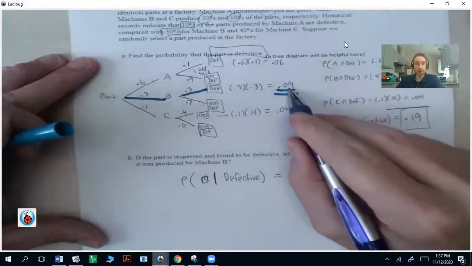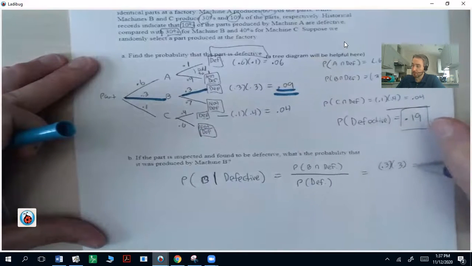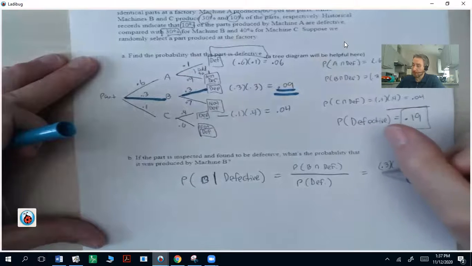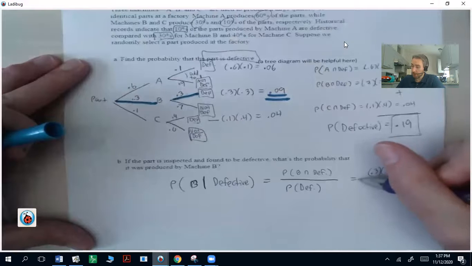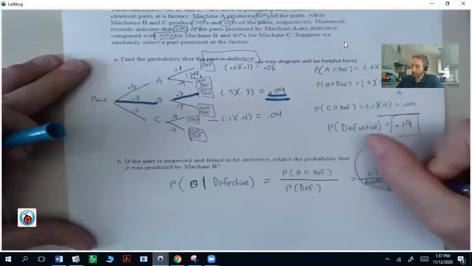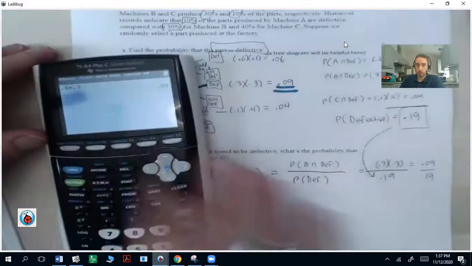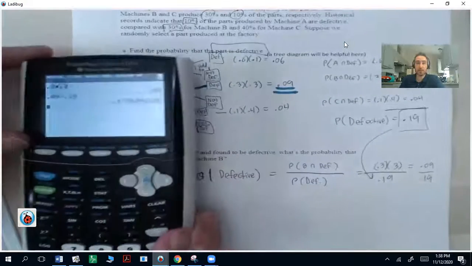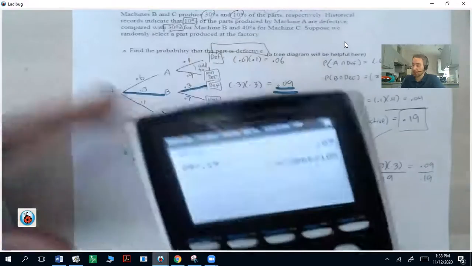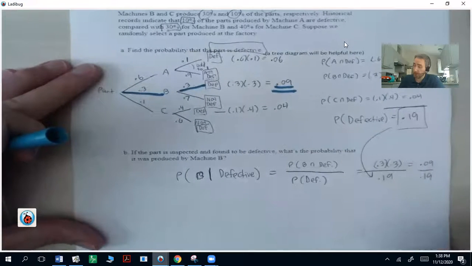While being defective, that's 0.09. So that's going to be 0.3 times 0.3 if you want to put that work again. And the just defective, well, we already calculated that, that's 0.19. So again, that's just going to be that denominator down there. So it's essentially 9 divided by 19. So about a 47.37% chance that, if you have a defective part, it was from machine B.